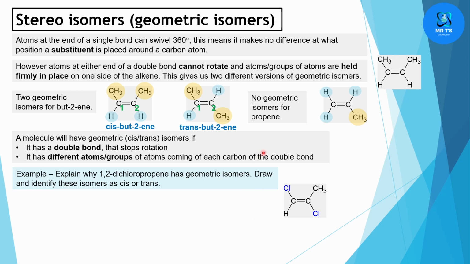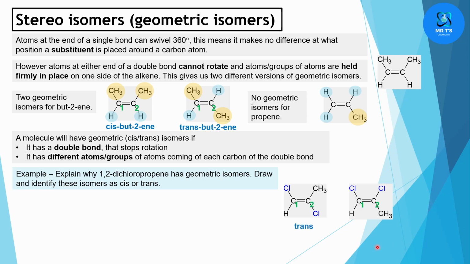Okay, so here is a drawing of 1,2-dichloropropene, and I've drawn the trans version of it because the chlorine atoms that are similar across the double bond are trans from each other. Notice that this meets the requirements. It has a double bond that stops rotation, holds them firmly in place, and we have off each carbon of the double bond 2 different groups coming off it. So that's the trans arrangement, and here's the cis arrangement.